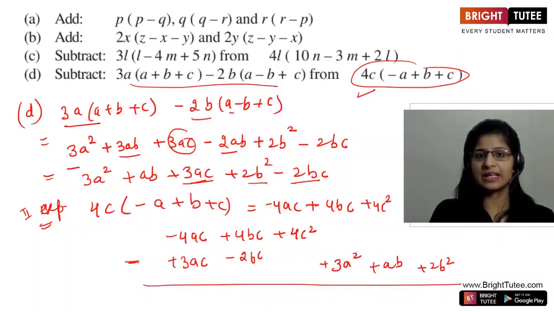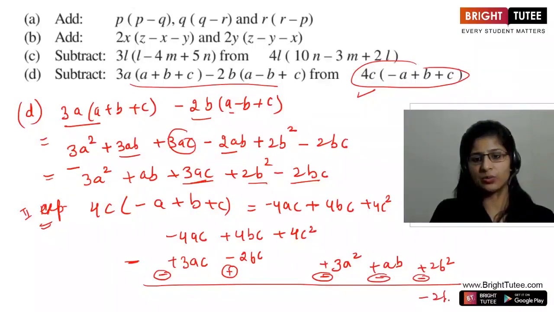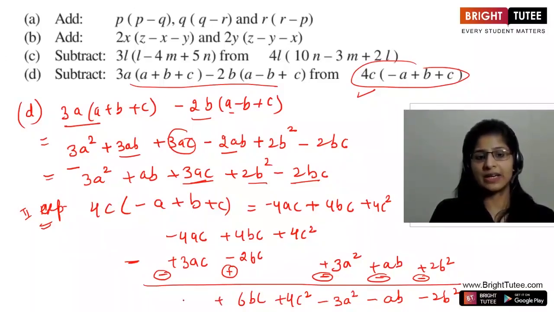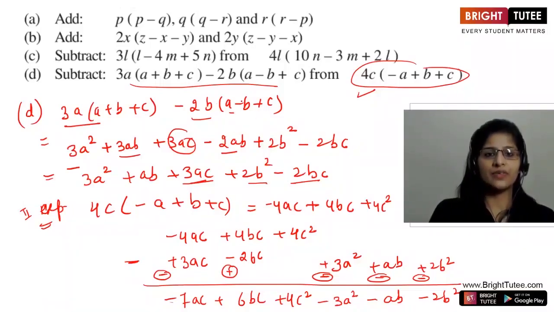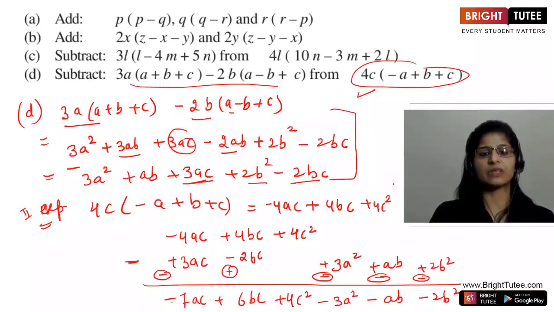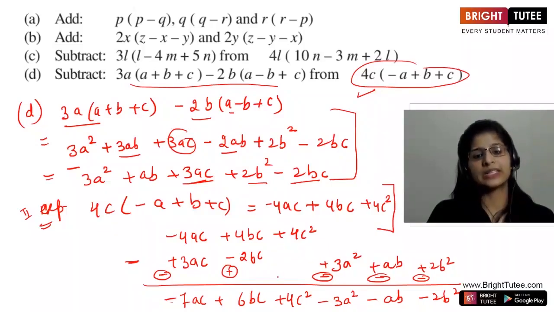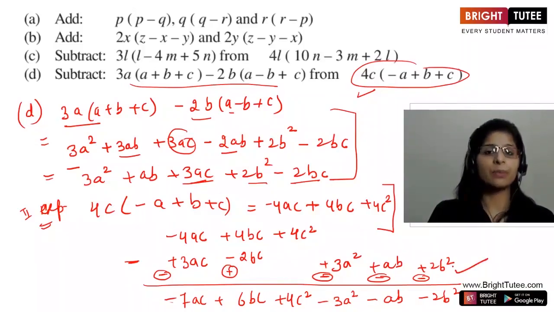So let us solve it. Because we are subtracting, let us change the signs. It will be minus, plus, minus, minus, minus. So we have −2b² − ab − 3a², then here +4c². 4 plus 2 is 6bc of plus, and −4 and −3 is −7ac. So this will be the answer. I hope you have understood it. We first simplified the first expression, then simplified the second expression, and then subtracted both of them. The sign of only the second expression will change, which is getting subtracted.